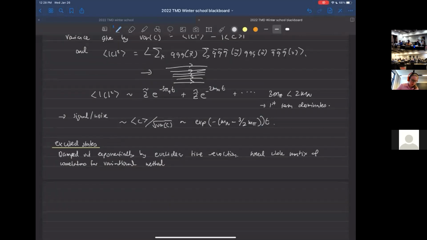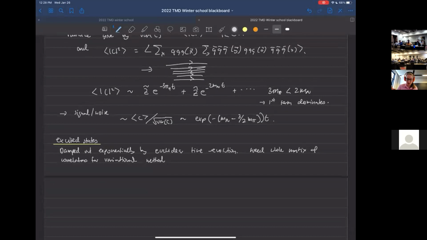Another way of saying that is you really want interpolating operators which have good overlap onto those excited states and lower overlap onto the ground state, so that the Z factors, which look like how strongly the interpolating operator overlaps onto a given state, should be large for the excited states and small for the ground state. That might be harder and less intuitive to construct for states high in the spectrum, where we have less intuition about what they look like.